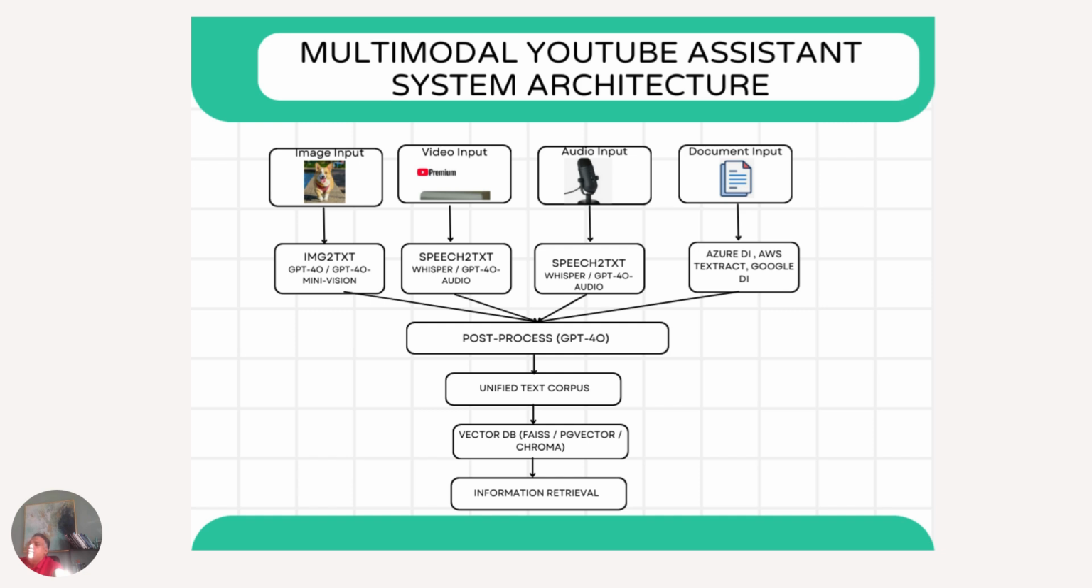So all of this input is basically transformed into text, but here is the most critical part of the process, which is the post process. So we take the input and we feed it into a post processing step where we correct all kinds of errors that crept into the input during the transformation process.